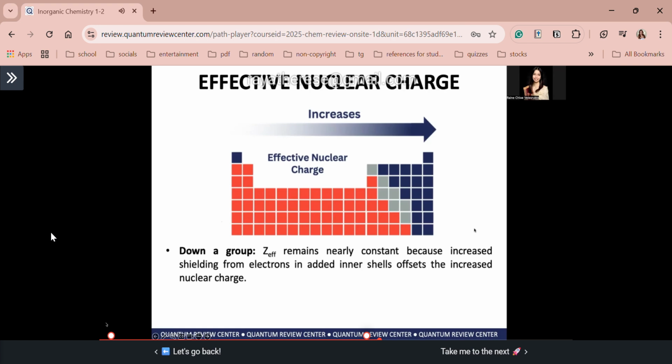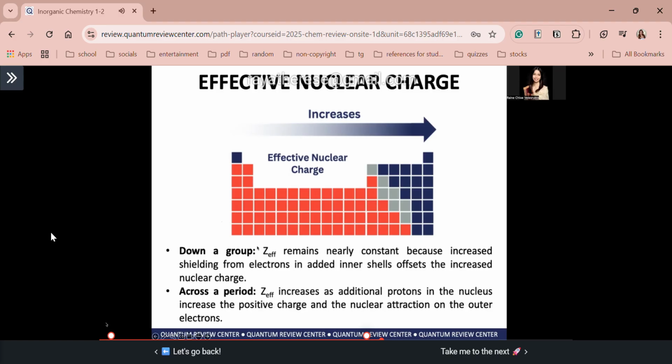Down the group, the effective nuclear charge is almost constant. We would expect, diba, an increased nuclear charge down the group kasi mas marami yung number of protons, diba? Kasi nag-increase yung atomic number. However, this is not the case kasi na-offset din ito ng more inner electrons sa shells. Okay, again, mas dumadami din kasi yung inner electrons as you go down the group. This is why the effective nuclear charge cannot explain the periodic trend down the group.